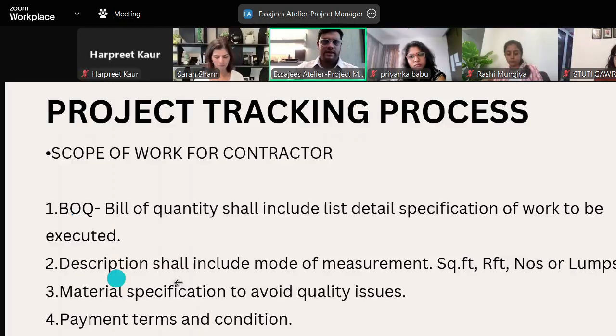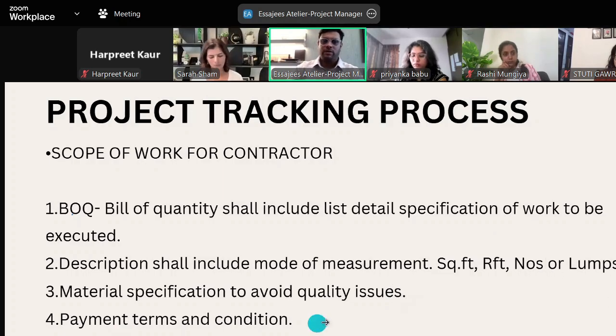So next, the description shall include the mode of measurement. Many times it happens that the molding is measured in RFT, but we have mentioned square feet, so that will escalate the cost. NOS or lump sum, so the mode of measurement should be included in the BOQ. Material specification to avoid quality issues: if we want marine plywood or normal plywood, everything should be mentioned.